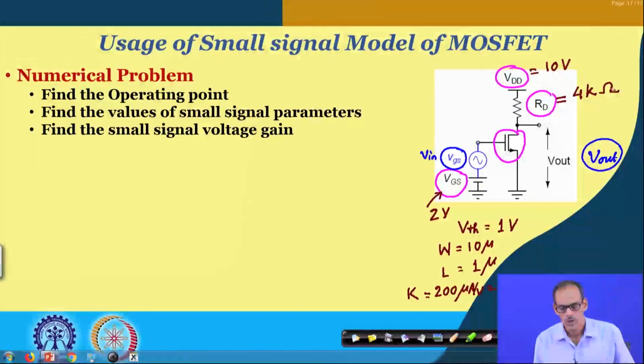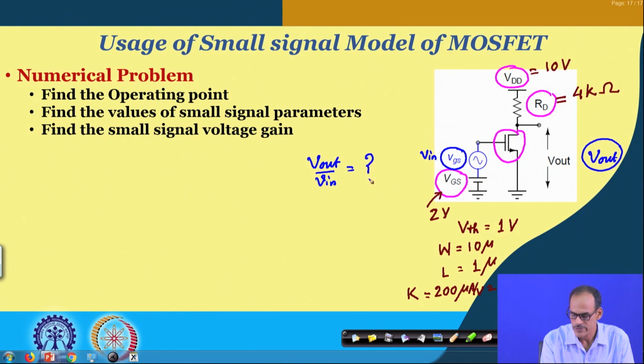Okay. So, how do you proceed? First of all, to get the gain, what we have to do, the statement is that our objective is to find V out by V in and its value. So, to do that, how do you proceed?